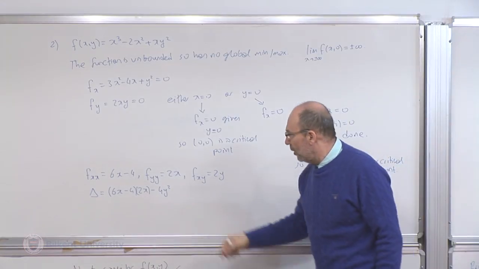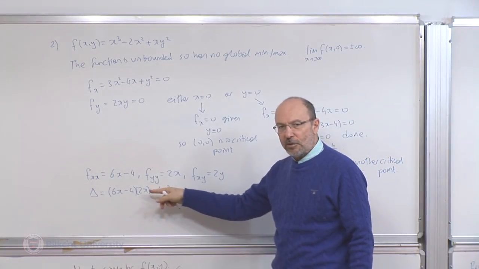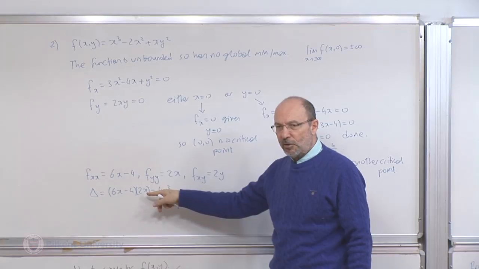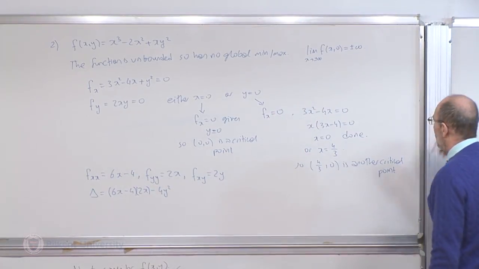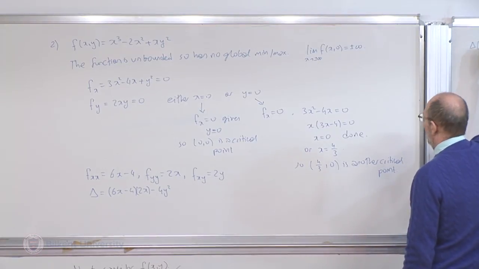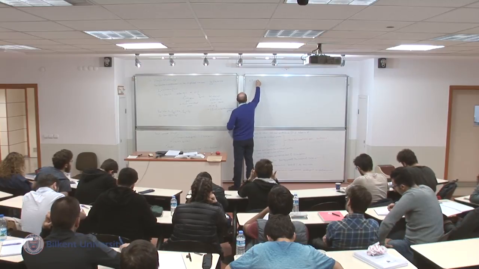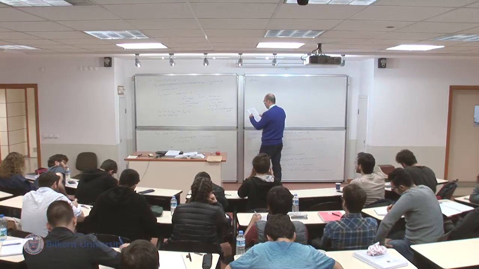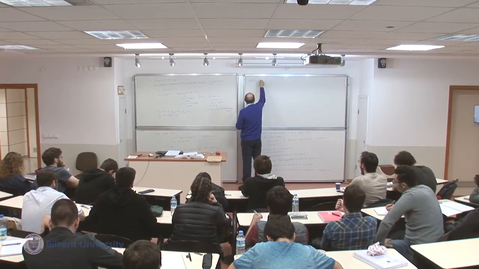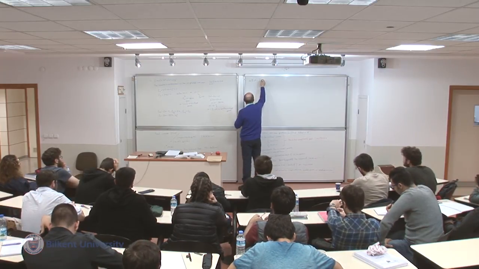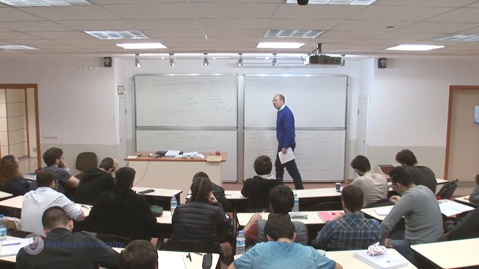Okay, so we immediately see that (0, 0) will give discriminant 0. So let's delay that case. Let's check what happens at this critical point. At the critical point (4/3, 0), I calculated that here, 4 over 3. This is 32 over 3, so 32 over 3. So as far as we are interested, it is positive.